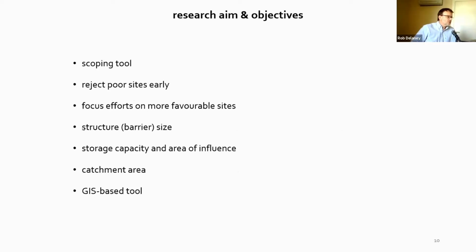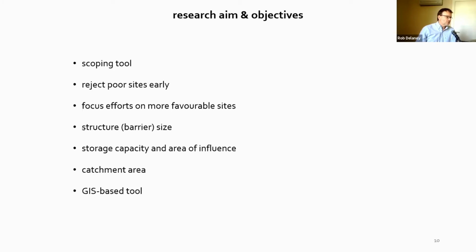It's a scoping tool that we could use to reject poor sites at an early stage of the project cycle, and we could focus then more on more favourable sites. This tool should be able to calculate the size of the barrier, how high it is, the length of it, the volume, the storage capacity, how much water could be stored for any size of barrier, any height of barrier, and what is the area of influence? What area is associated with that barrier?